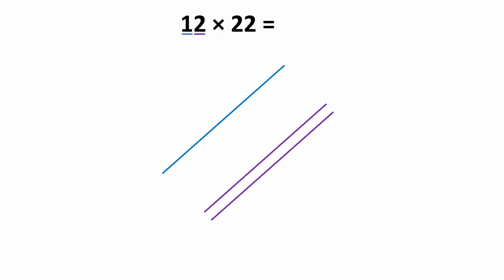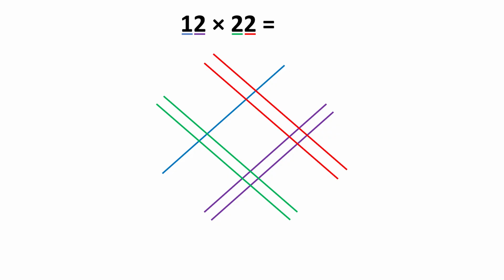Now let's look at 22. 22 has 2 in its tens place and 2 in its ones place, so we'll first draw two lines for the 2 in the tens place and then draw two lines for the 2 in the ones place. These lines will also be diagonal, but going from the top left to the bottom right.